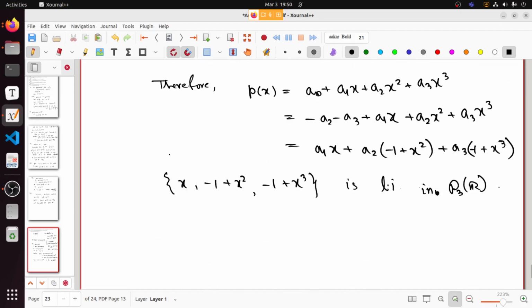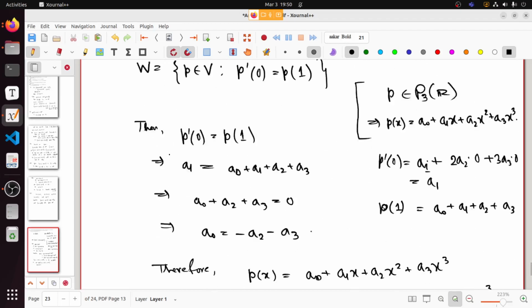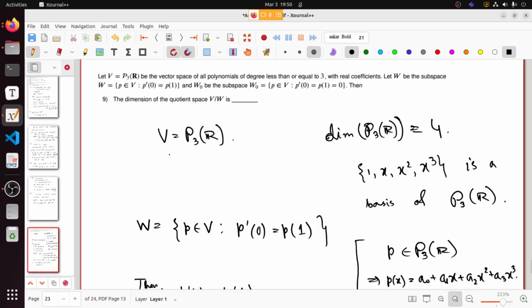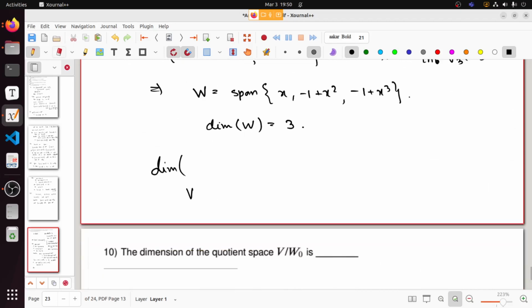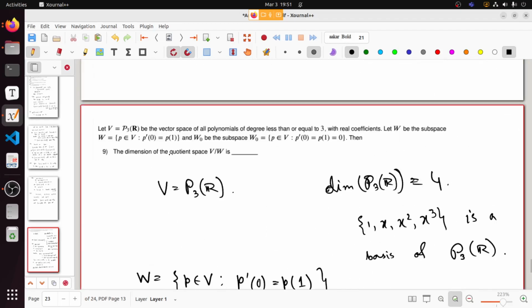So it spans, and therefore W will be the span of x, minus 1 plus x squared, minus 1 plus x cube, right? So dimension of W is 3, and we have dimension of V, which is P3R, is 4. So what will be dimension of V mod W? This is dimension of V minus dimension of W. This is 4 minus 3, which is 1. So dimension of V mod W is 1.